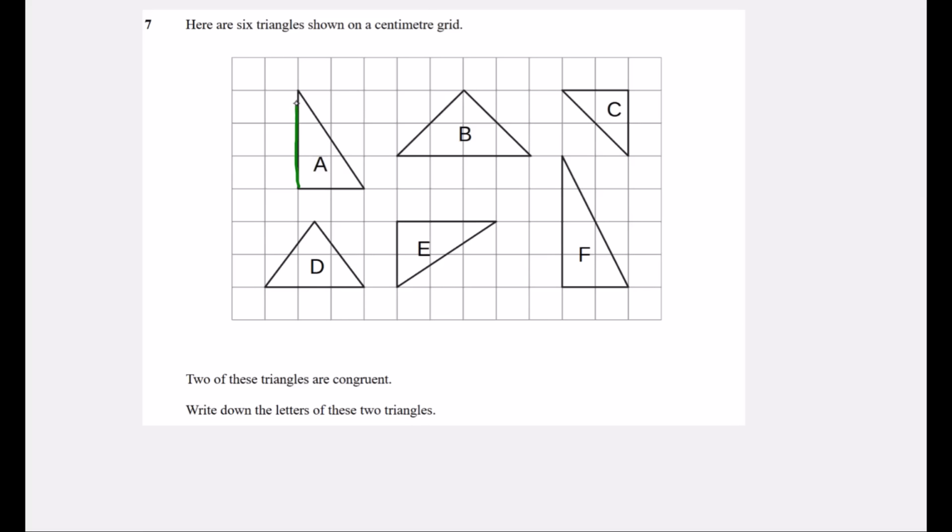So it's got a length of 3, and a length of 2 for a right angle triangle. D and B aren't the same because D's got a base of 3 and B's got a base of 4. C has only got a 2 by 2. And F is 2 by 4. So the only two that are 2 by 3 are A and D. So they are congruent. They are the same shape.